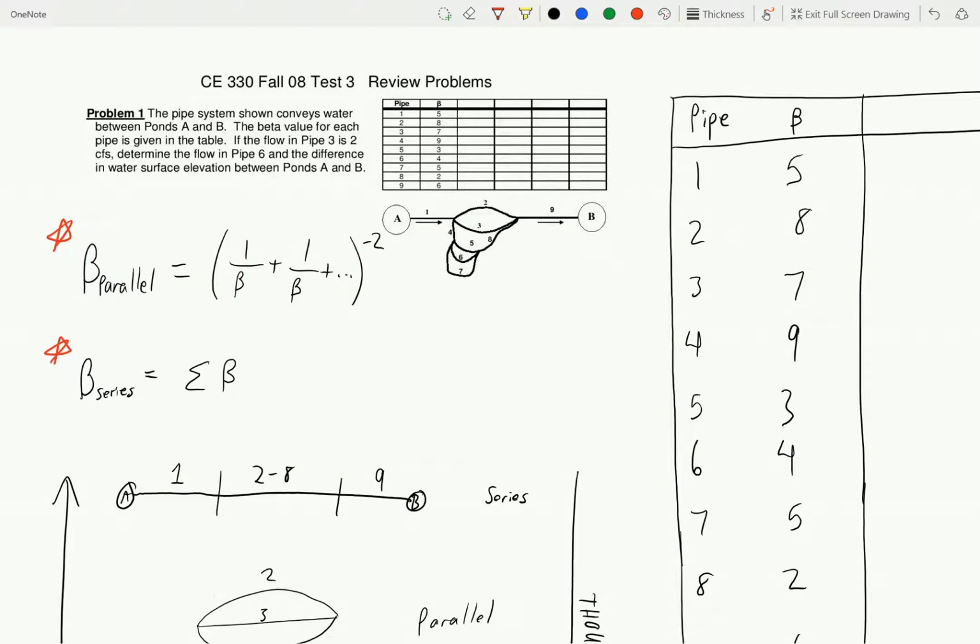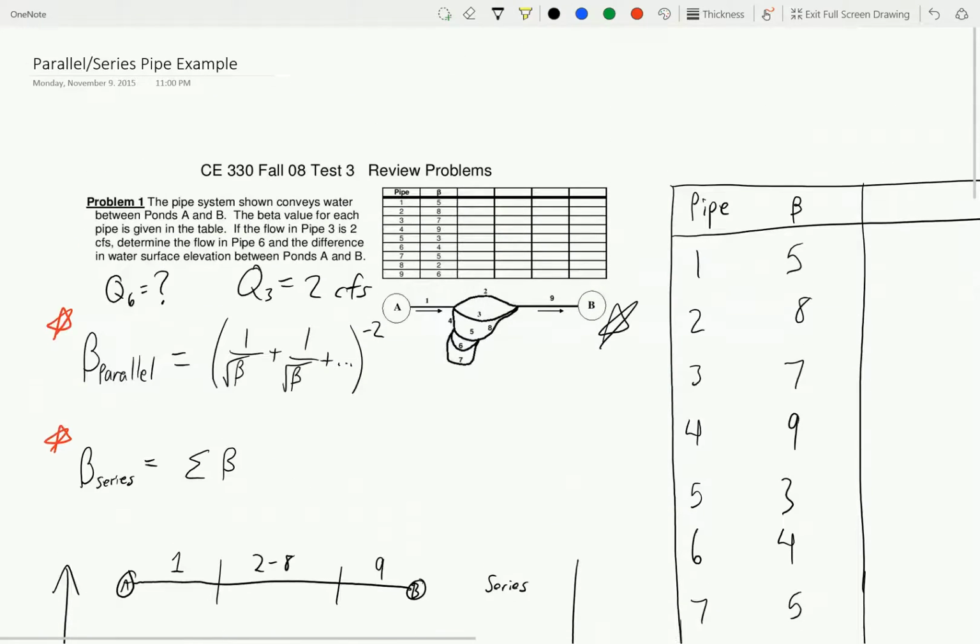That's actually not correct. That needs to have a square root. Okay, so now it's correct. So I've written the parallel and series equations here, and this is our diagram, and we are given that Q3 equals 2 CFS. We're asked to determine Q6.